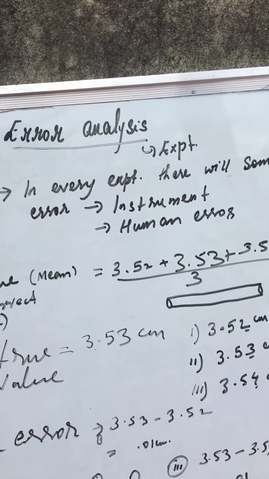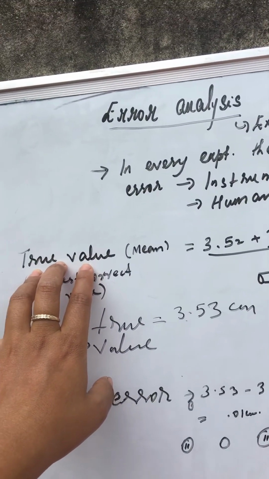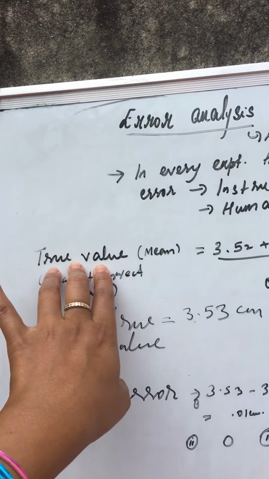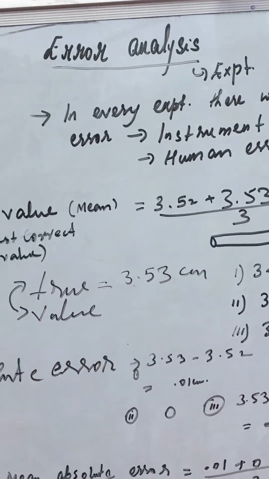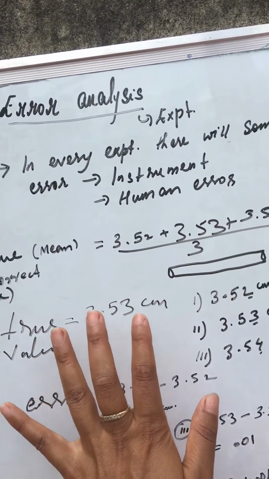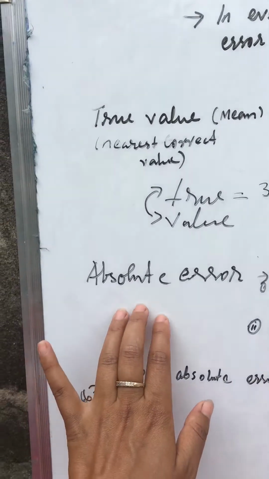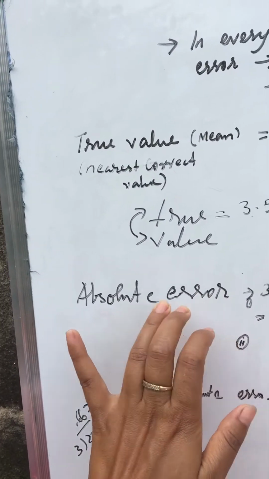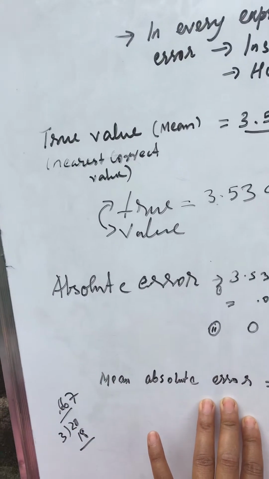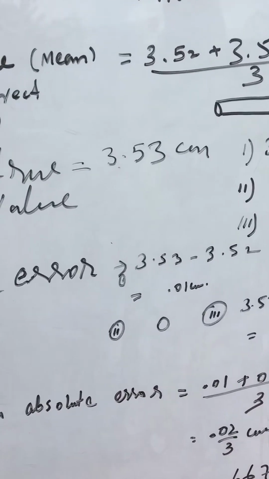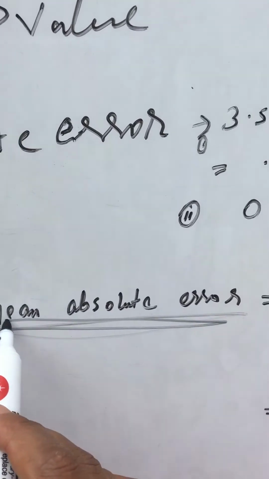From then we have something called a true value. If there is an error, how do we know the true value? The true value is the mean of all the measurements that have been taken. So we consider the true value to be the mean. Then the deviation from the true value is the absolute error. When we take the mean, that is also the mean absolute error. We need to know the absolute error.